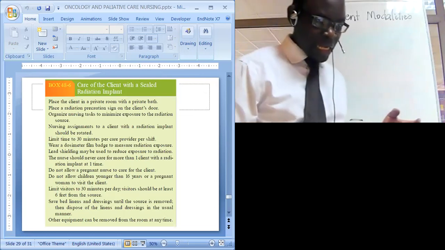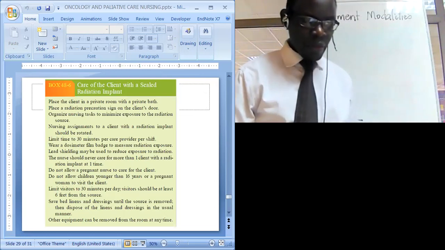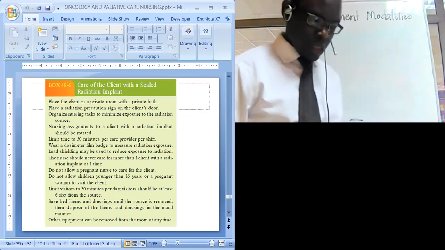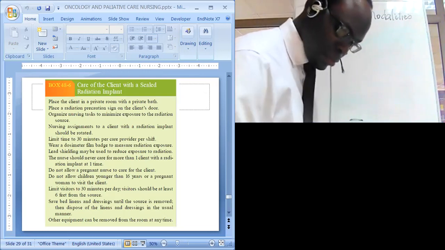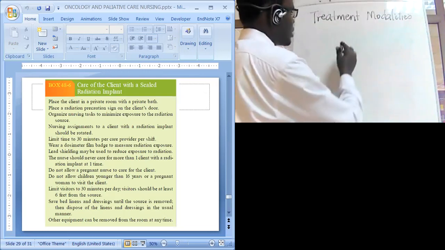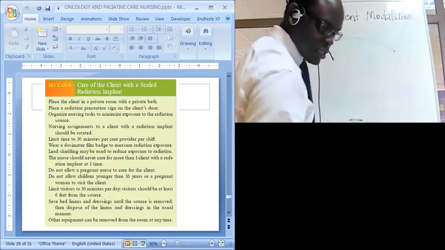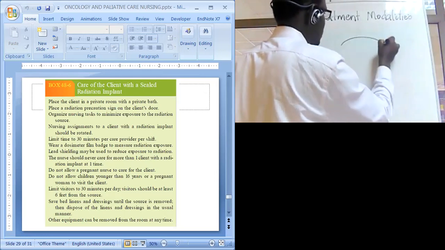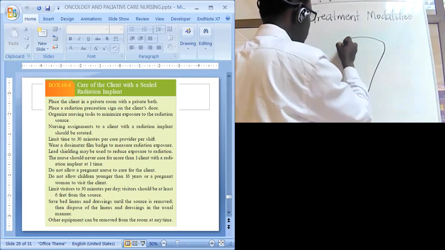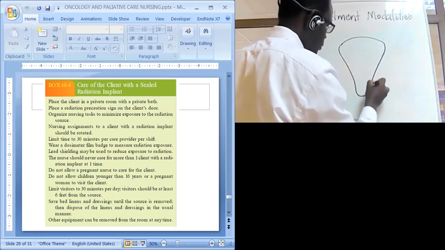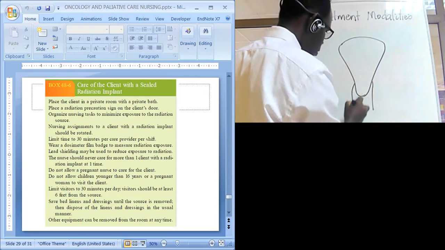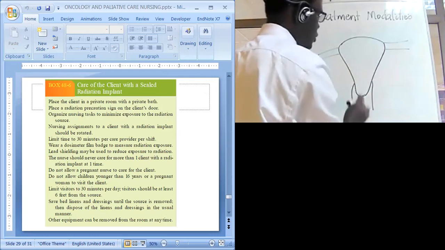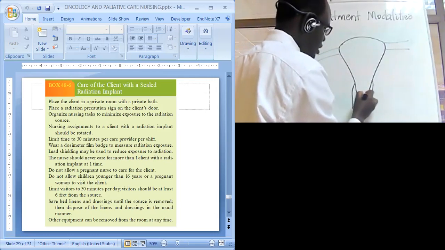For example, I gave you an example of someone who has cervical cancer, and then they go ahead and put, let me just demonstrate. Just imagine this is the female reproductive system of a lady, and of course these are the tubes. This is the uterus, and then maybe the patient has a cervical cancer.